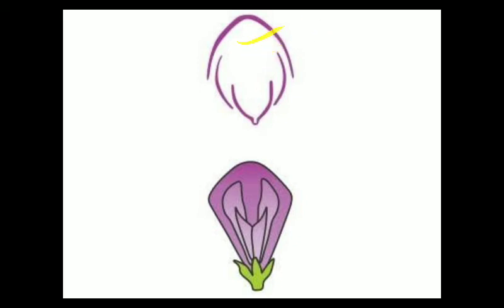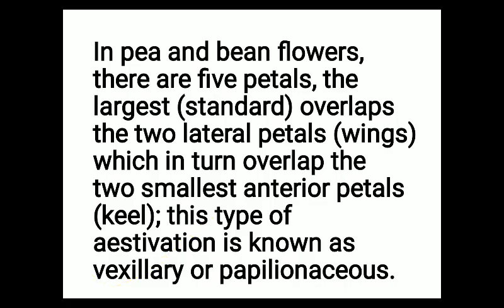So this is the largest petal, you can see that, and this largest petal will enclose the inner 2 petals. These 2 petals are the wings, which are enclosed by the largest petal known as standard, and further these wings will also enclose the 2 petals which are known as keel. So these two petals are the keel. Such type of corolla is known as papilionaceous corolla. I hope it is clear what papilionaceous corolla is, and such type of arrangement of petals or sepals is known as vexillary estivation.